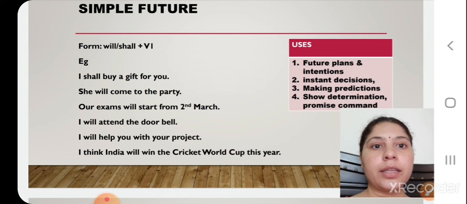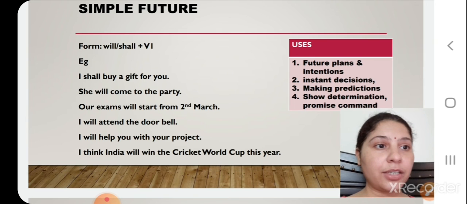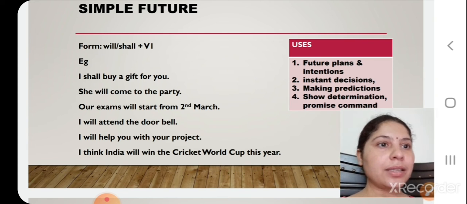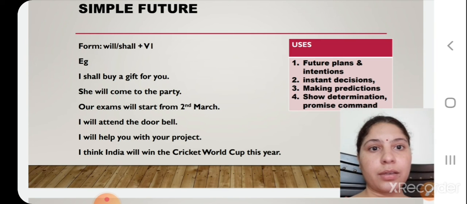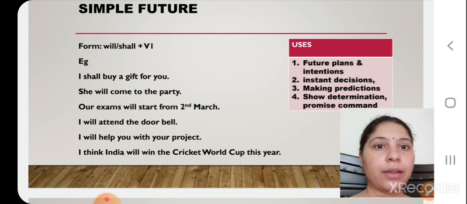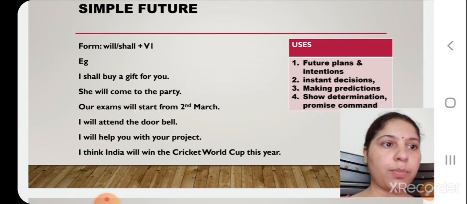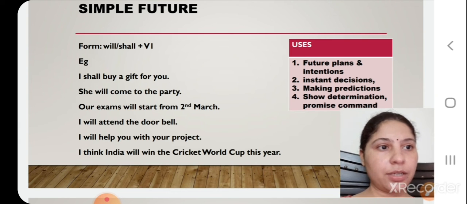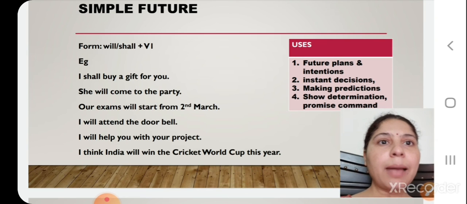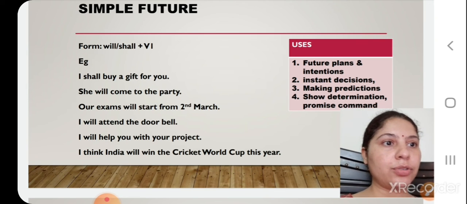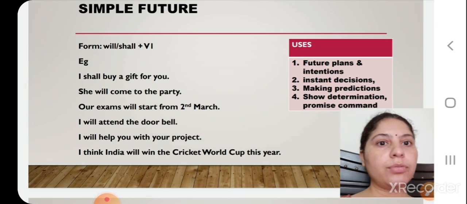So, look at this sentence. I will help you with your project, or I will attend the doorbell. This is an instant decision. Somebody is knocking at the door and there are 4 people sitting there, and you take that instant decision. Okay, you keep on sitting. I will go and attend the doorbell. So something that you suddenly decide to do, for that also you use simple future.